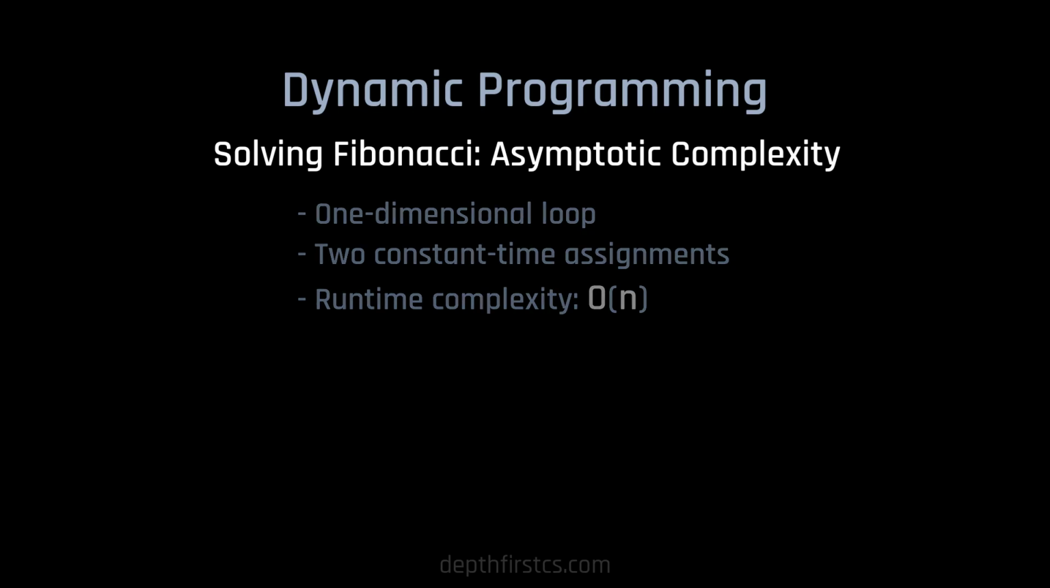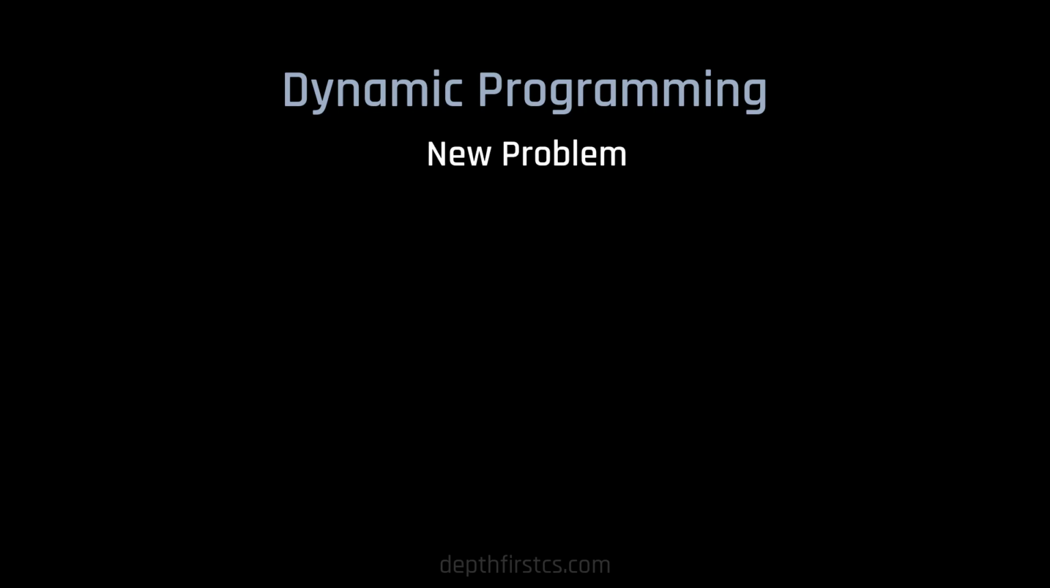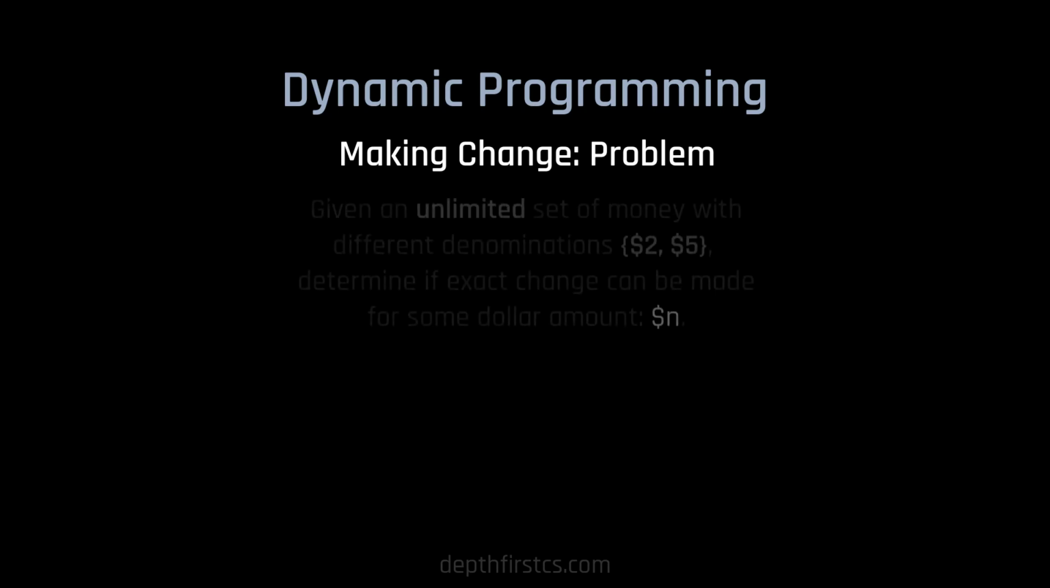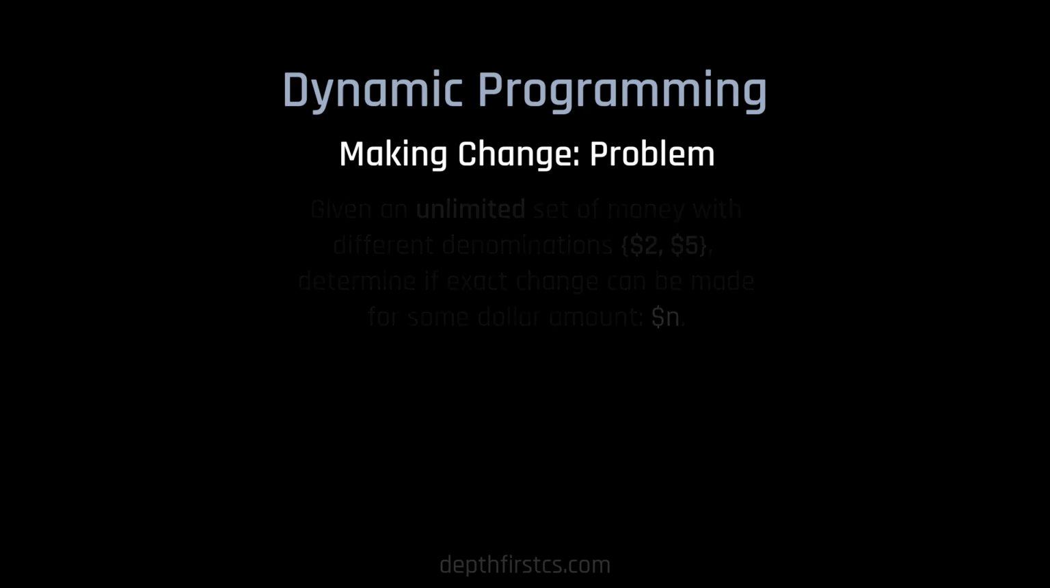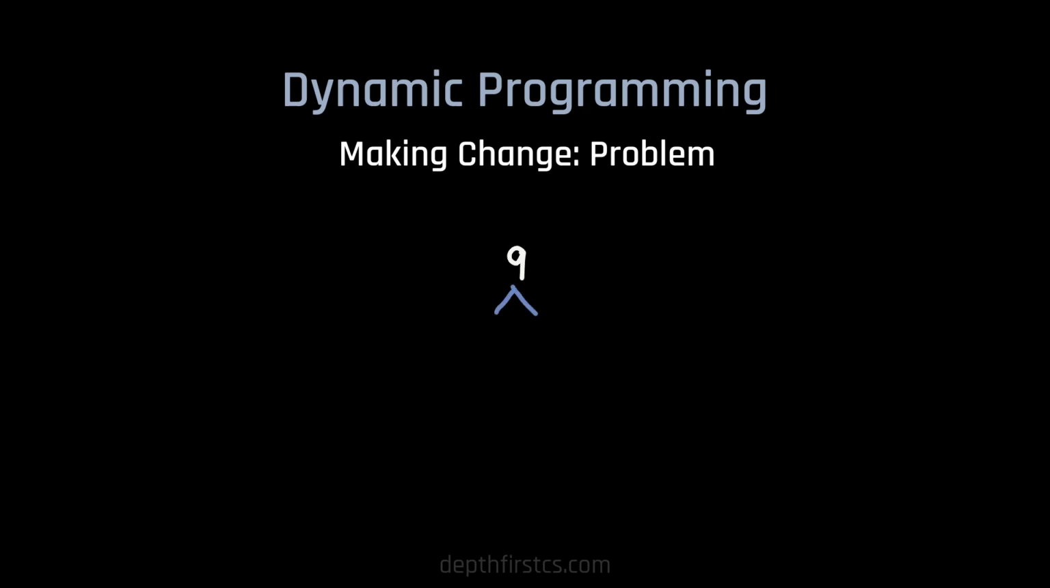Now that we understand some of the fundamentals, let's apply dynamic programming to a harder problem. Given an unlimited amount of $2 bills and $5 bills, determine if exact change can be made. Is dynamic programming a good solution for this problem? It might help to begin thinking about the problem using a top-down approach. Let's try to make change for a $9 bill using a stack of $2 and $5 bills.